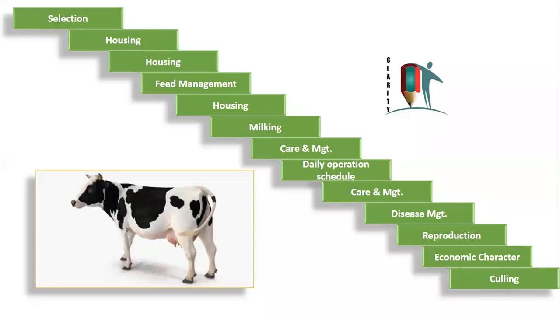So the overall system in this is: first is selection, then housing, feed management, then housing for when the cattle is expected to give a new calf, what should be the housing in that scenario, milking, care and management, daily operations, disease management, reproduction, economic character, and lastly is culling. When the animal is unproductive, it is culled at the end. So we will cover all these things in today's lecture. Let's move forward and see what is in this selection first.